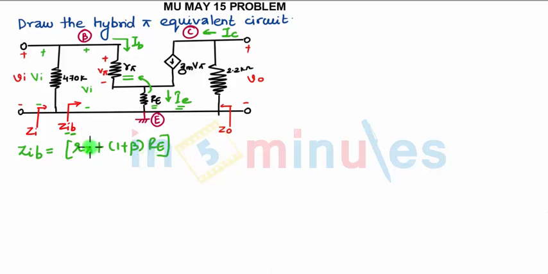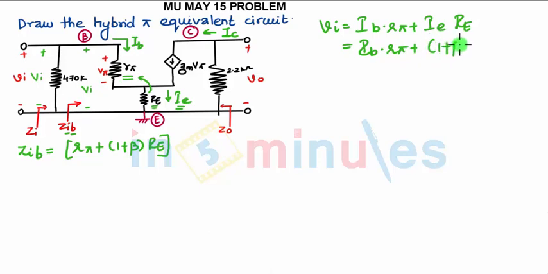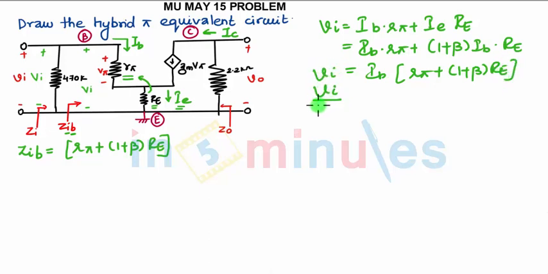The derivation as I have already told you, but while solving the problems we go in the shortcut method. So you can write ZIB as R pi plus 1 plus beta RE, or again you can do the derivation. You know VI can be written as IB into R pi plus IE into RE. We can write IB into R pi. IE can be written as 1 plus beta times IB into RE. So when you take IB common, you are left with R pi plus 1 plus beta times RE, which is VI. So VI upon IB, which is nothing but ZIB, which is R pi plus 1 plus beta times RE. This is how you can do the derivation and find the equation.